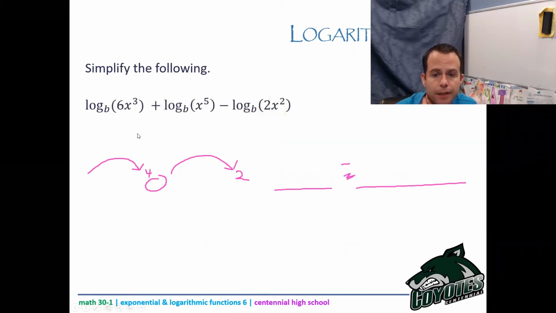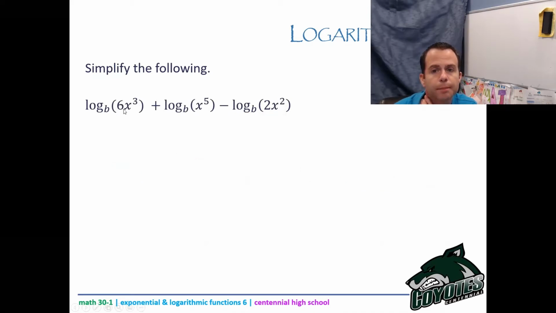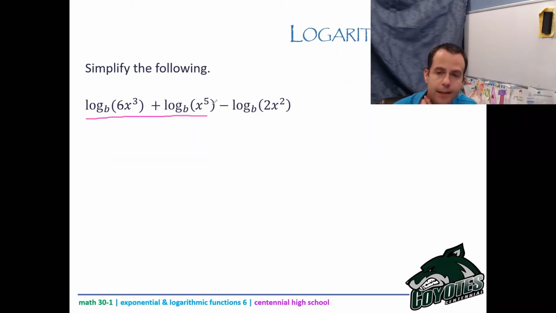Okay, let me clear my screen, and we'll start in on this guy. So here I'm adding separate logs together of the same base. So when I add separate logs together, I will multiply the things I'm taking the log of. So this and this are going to have to get multiplied together.